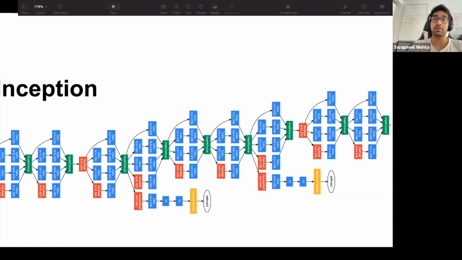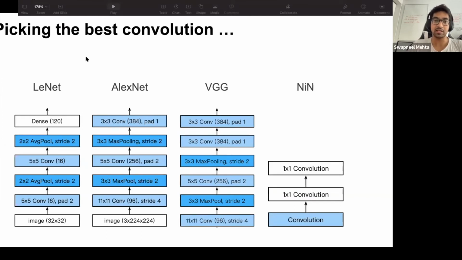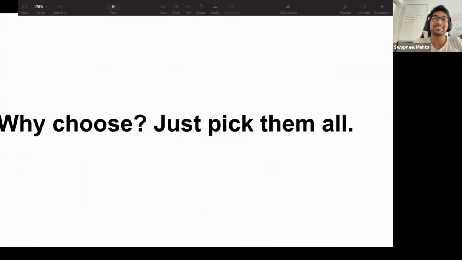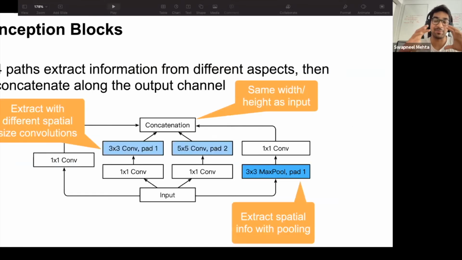And with that, we're getting to more recent times, and Inception was basically this idea that there are different kinds of convolutions that exist in all of these architectures that we've had before. There are 1x1 convolutions, 3x3, 5x5, there is max pooling, then Network in Network came up with these ideas of multiple 1x1 convolutions. So what sorts of combinations? Now these folks at Google, I believe, had this field of like, here are these components and our goal is to figure out the optimal way to combine this. And what they simply did was, why choose? Just pick all of them, create this architecture or this block to be precise.